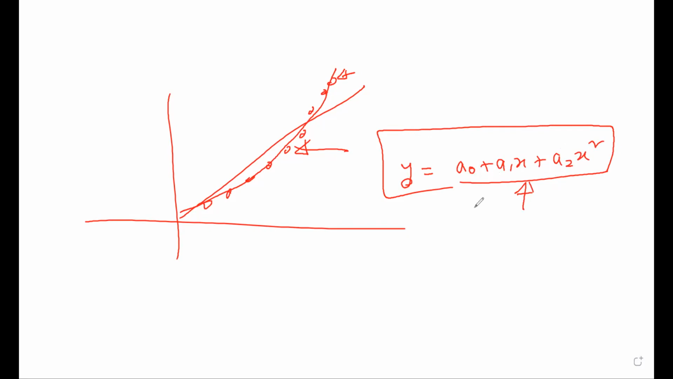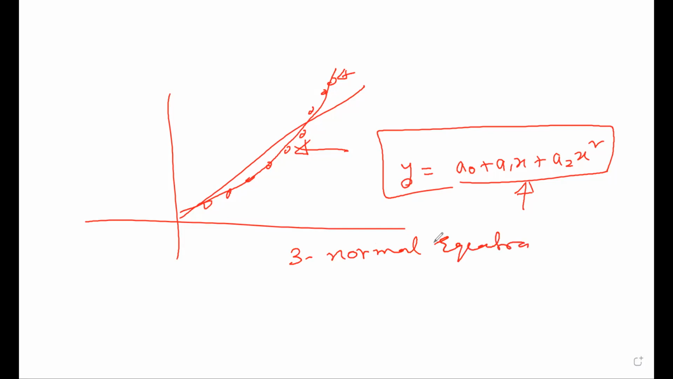So in this case, what is happening? The process is exactly the same. You have to derive the normal equations. Then in this case, do you know how many normal equations we will have? We will have three normal equations, isn't it?